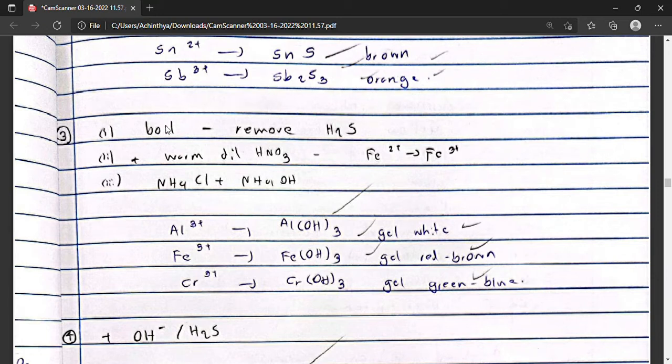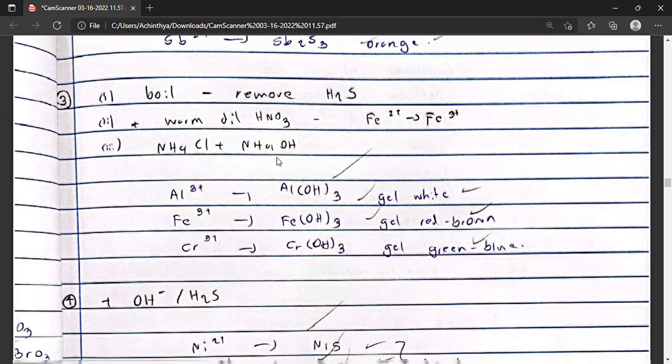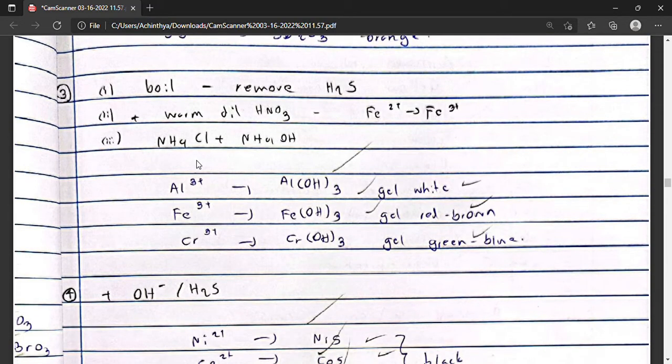We boil the filtrate to remove all hydrogen sulfide gas still dissolved in it to prevent the precipitation of sulfides again. Then we add warm dilute nitric acid to oxidize the ferrous ions into ferric ions, because nitric acid has an oxidizing ability. And then we add ammonium chloride and ammonium hydroxide.